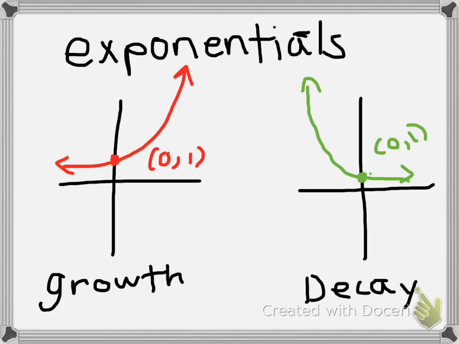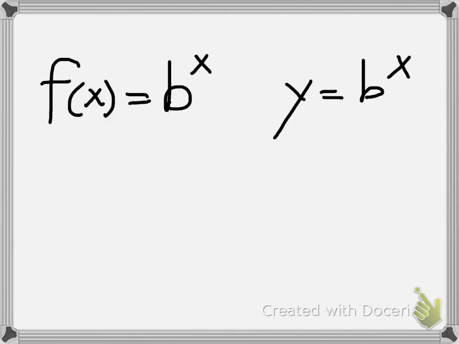Now, these are the graphs of the exponential function, and the basic formula looks like this. f(x) equals b to the x, or y equals b to the x, however you want to think of it. And the base, as a rule, is never equal to 1 and is greater than 0. That allows us to have the curve that we see.